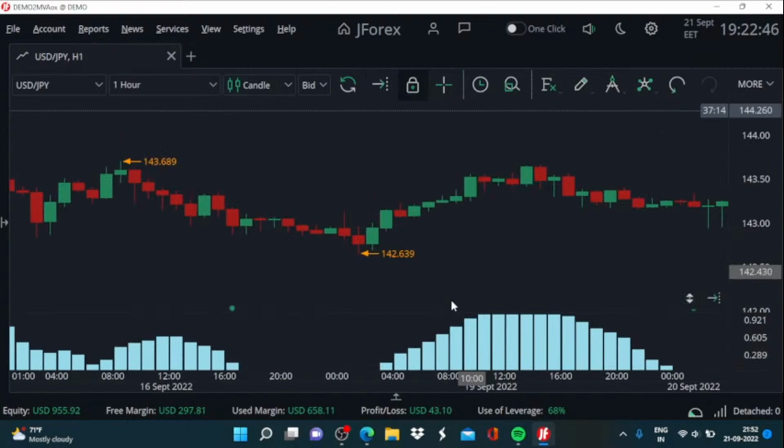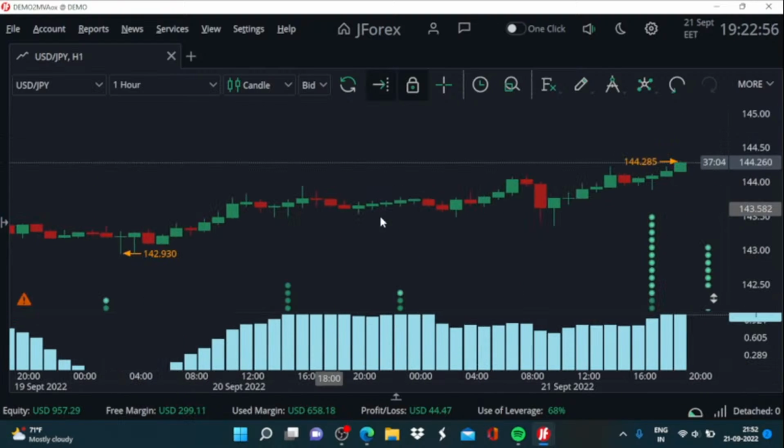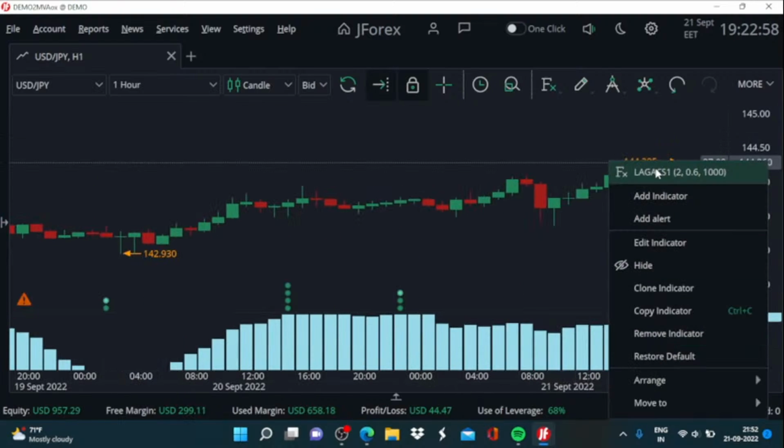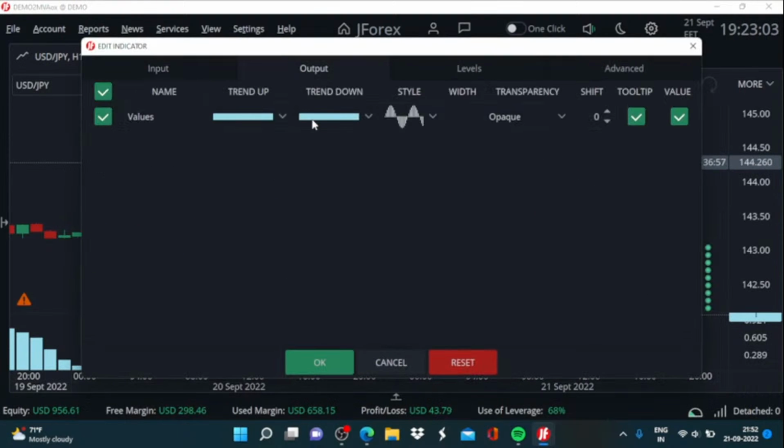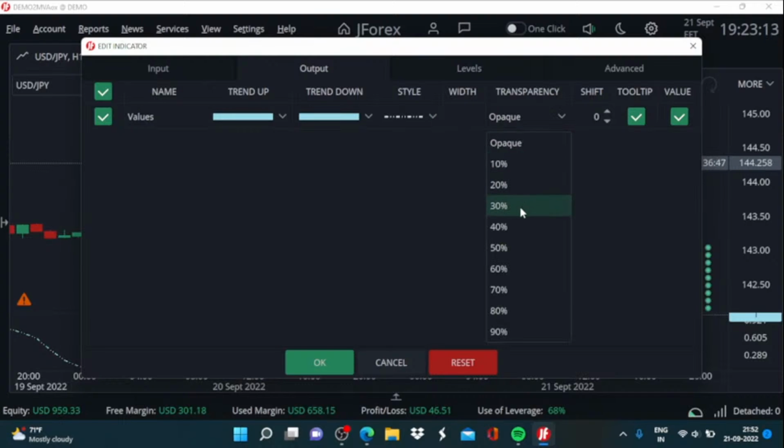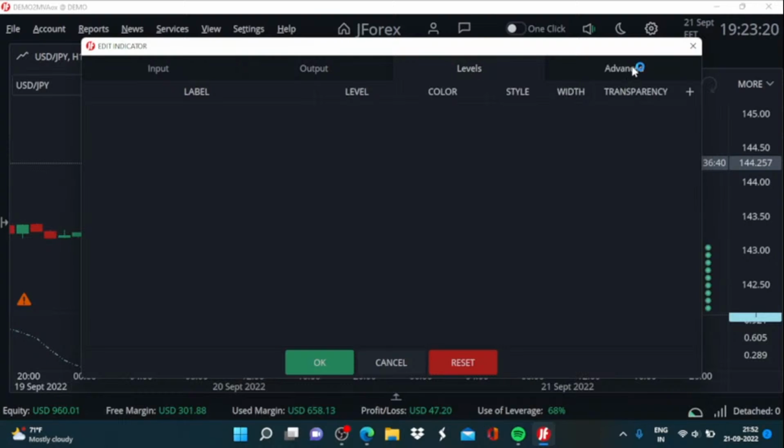bar chart kind of system where you will have zero output when the output is at lowest, and here it will be capped at 1 on the higher side. So you can define this in terms of bar chart as well. If you want to keep the line, then all you have to do is change the style. Width we can't really change. Transparency can be reduced or increased. Levels, we don't really have anything defined for the levels.